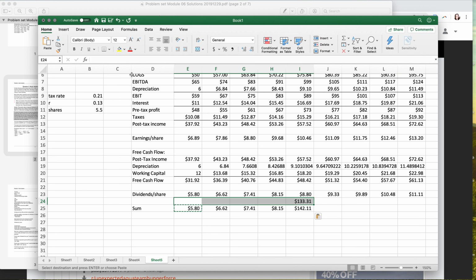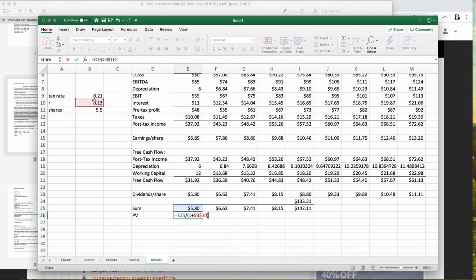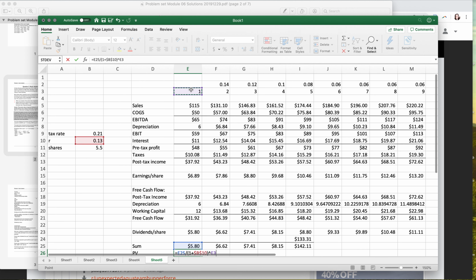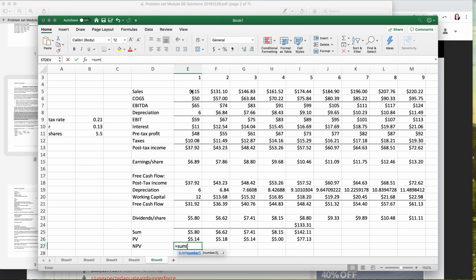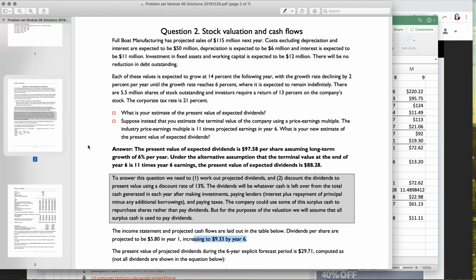And so once we do that, we just get the PV and the NPV, and we end up with 97.58, which is the solution.